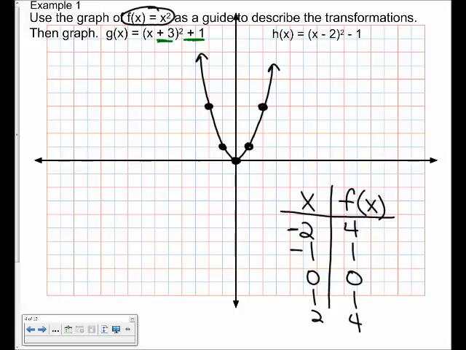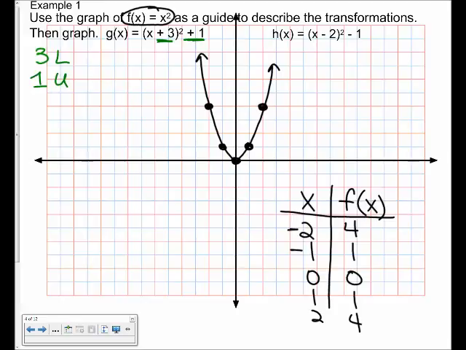Now, a lot of students, when they see that positive, think, okay, positive, I'm going to move to the right. But again, you have to think opposite. So this is actually going to be 3 to the left. 3 to the left. All right, the number on the outside is a +1. That moves the way that you would expect. That's a vertical shift, 1 up.